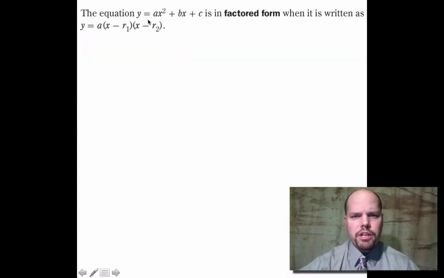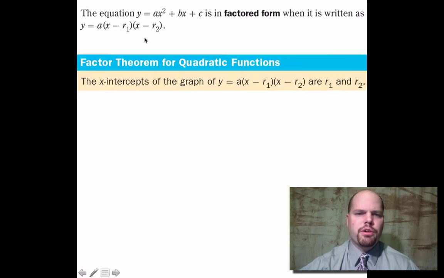All right, so the equation y equals ax squared plus bx plus c is in factored form when it is written as y equals that a value up front times the quantity x minus r sub 1 times the quantity x minus r sub 2. So that leads us into the factor theorem for quadratic functions, and that gives us the x-intercepts of the graph would be at r sub 1 and r sub 2.